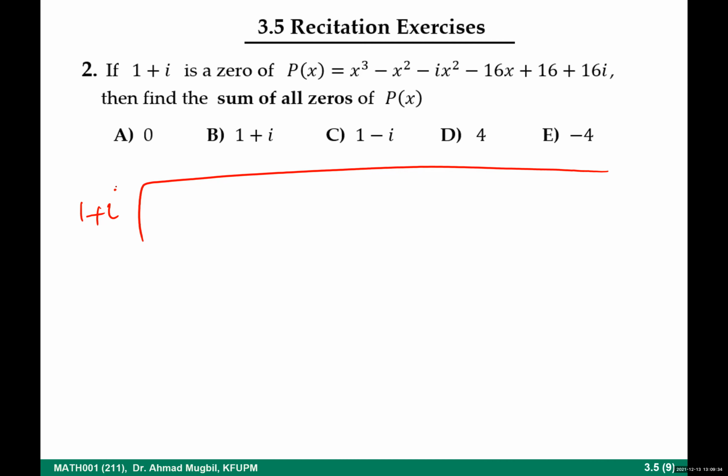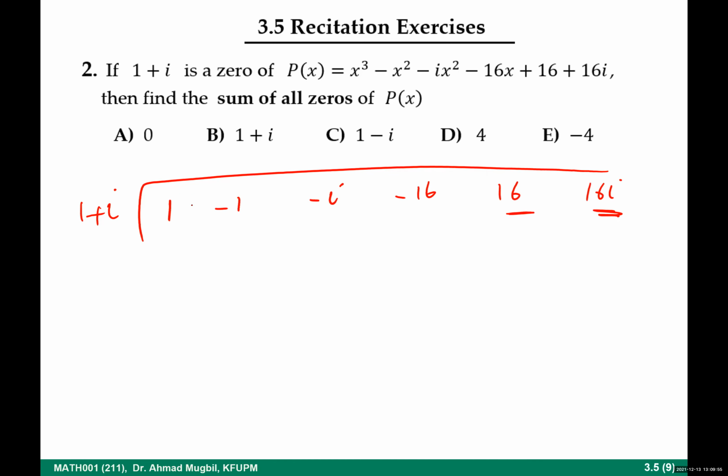I have seen that many of you wrote it like this: 1, -1, -i, -16, 16, 16i. What is this? These are not the coefficients. Be careful. In fact, you have here 6 numbers.